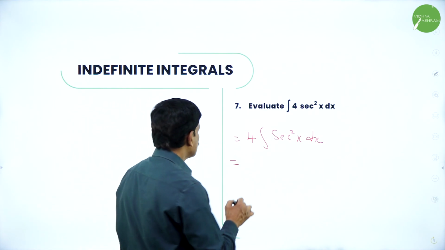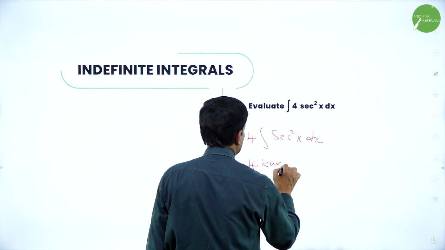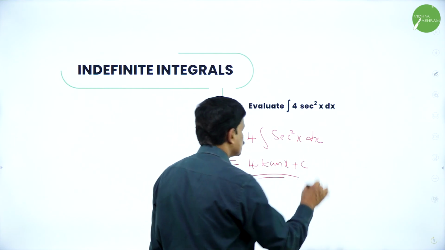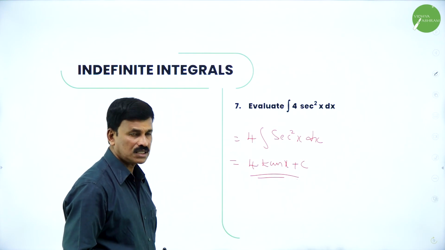So the integral of sec square x is tan x, so tan x plus c is the integrated answer. That's it. Sec square x integrates to tan x.